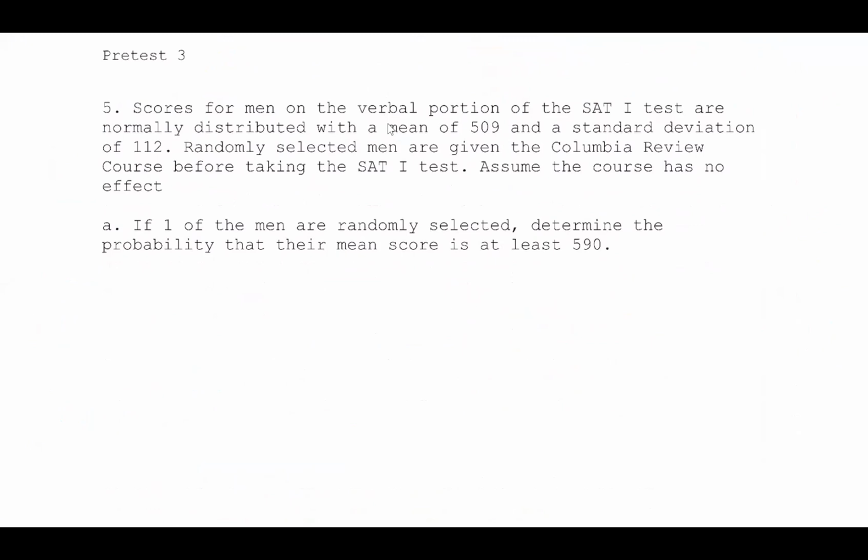It says scores for men on the verbal portion of the SAT-1 test are normally distributed with a mean of 509 and a standard deviation of 112. Randomly selected men are given the Columbia review course before taking the SAT-1 test. Assume the course has no effect. If one of the men is randomly selected, determine the probability that their mean score is at least 590. All right, so first let's look into this. Let's look into 509, and let's look into 112.